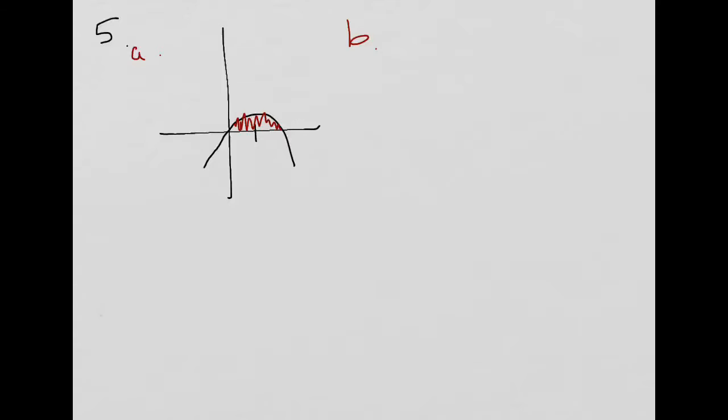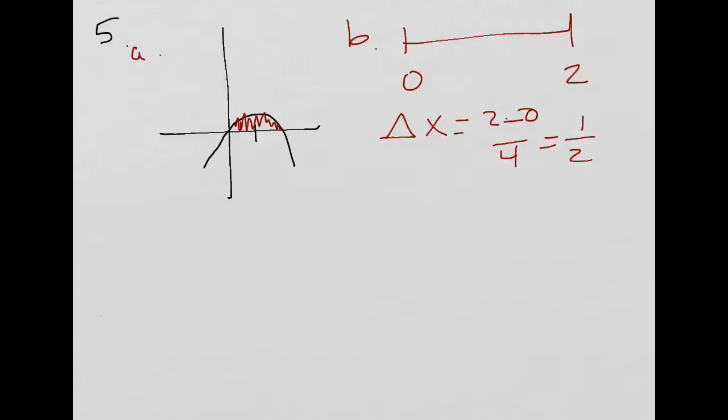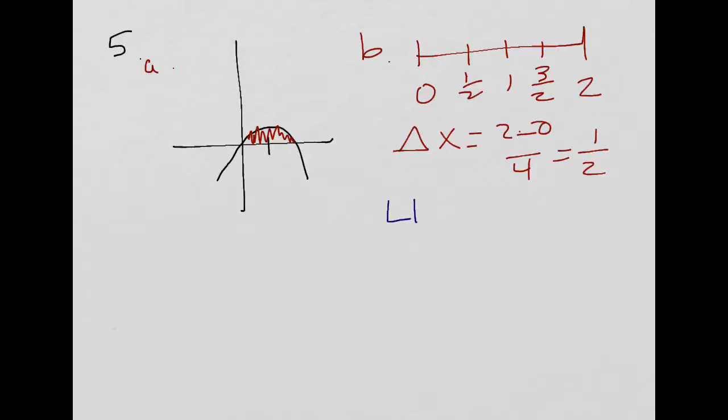Okay, so I'm going to go from 0 to 2, 4 rectangles, so my delta x is going to be 1/2. So I'm going to use 1/2, 1, and 1.5 for 3/2. And I'm going to use, what is this, LRAM? So I'm going to use the left pieces, the left floor.